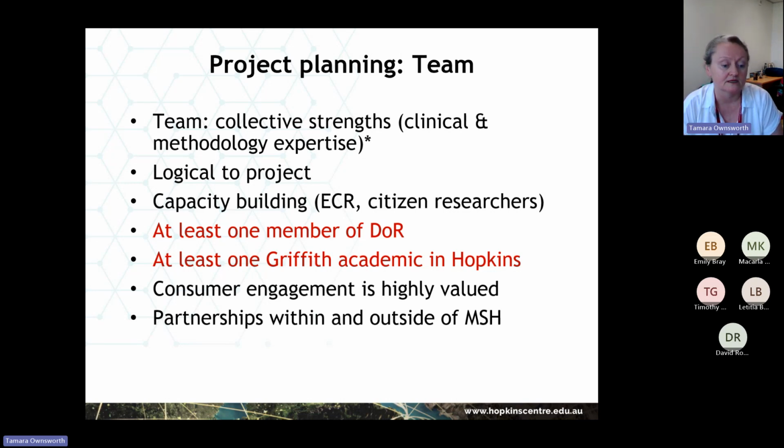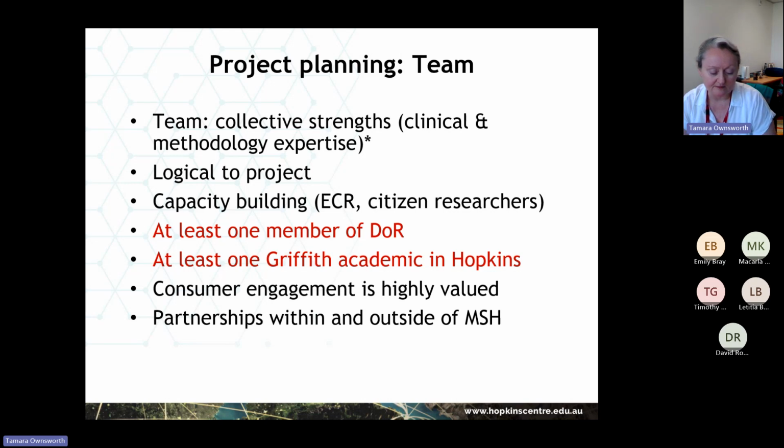So consumer informed and consumer led research is something we really value and promote at the Hopkins Centre. So I strongly advise that you consider that aspect of your project. We also welcome, but certainly don't require, partnerships within and outside of Metro South Health.